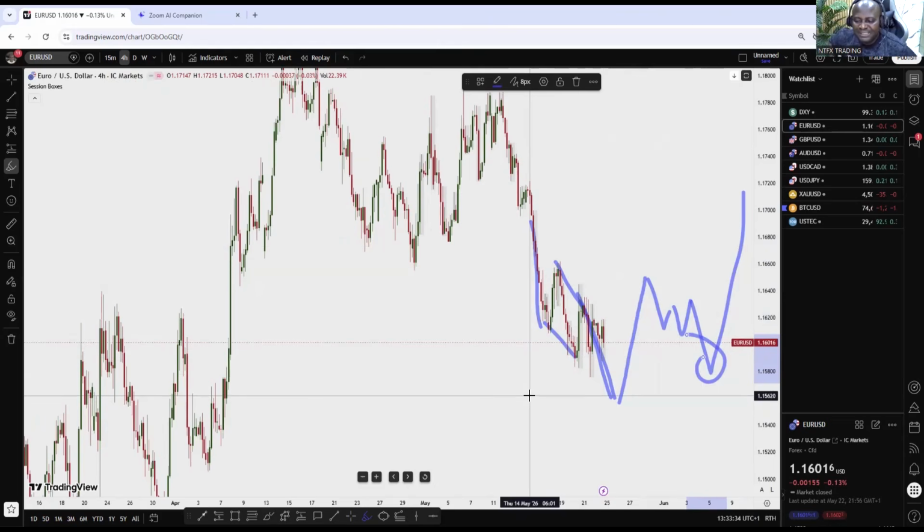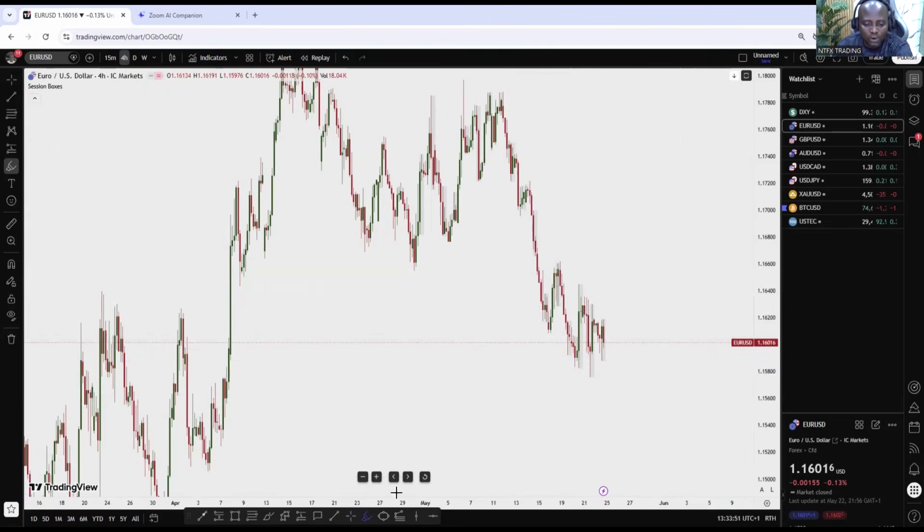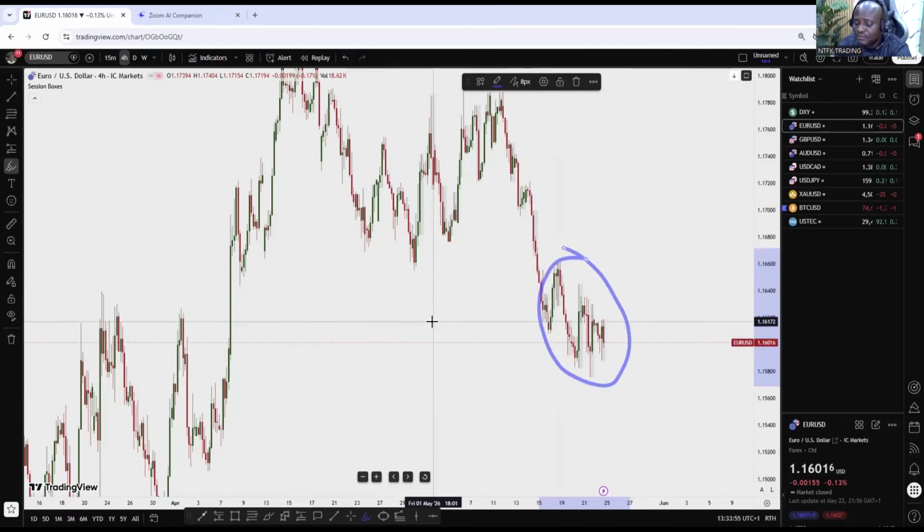Forecast is not something you do and rush into. You have to allow the impulse to form. You have to allow the corrective structure to be complete before you can take any trade. Sometimes it can take one week. Look at euro dollar. For the past one week, it has been in this corrective mess.